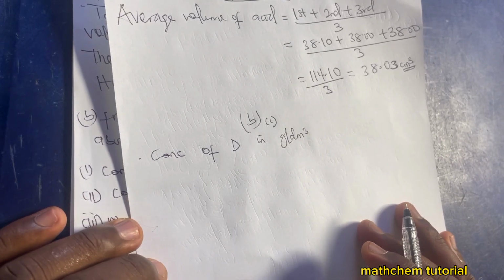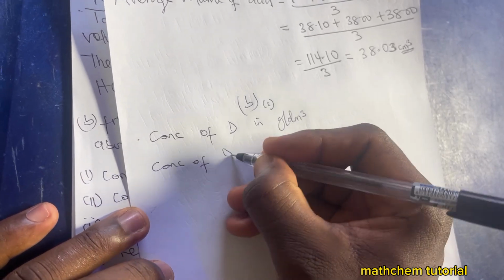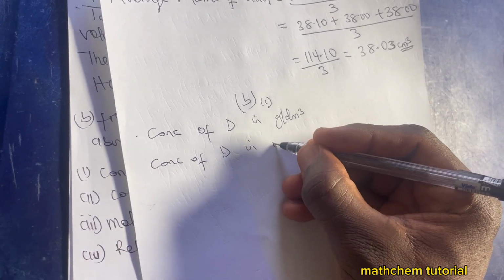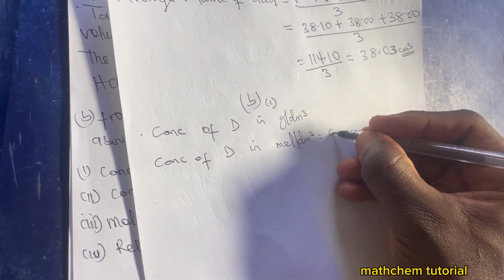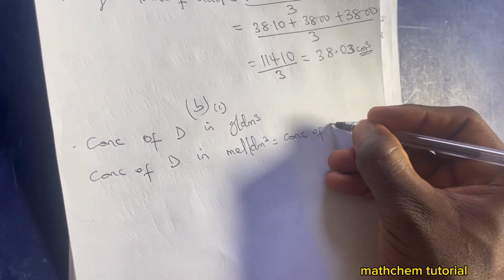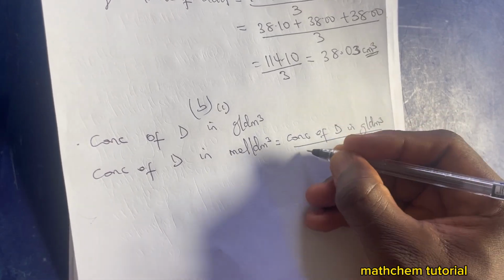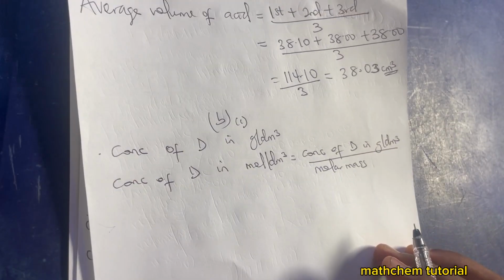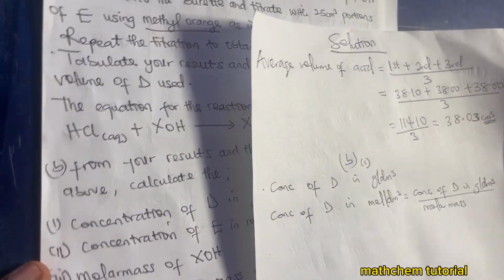So the formula I will use for this is concentration of D in mole per dm cube is equals to concentration of D in gram per dm cube, all over molar mass. So that was the best formula for me to use. Okay, so now let's look at this now.